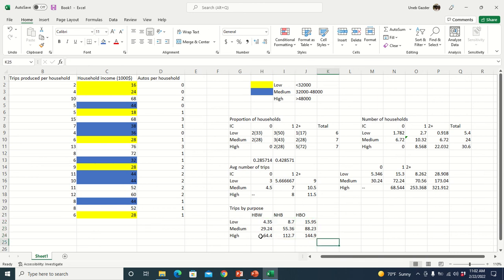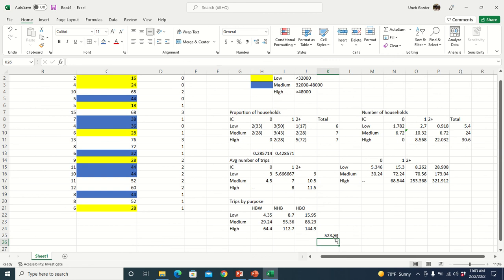If you want, you add all of them together, you will have the total number of trips. This should be equal to the summation which you will get from here as well. So the total number of trips from this area, the summation of this entire matrix, is almost 524 trips per day produced from this area. This is how you do it. I hope you understood what I have just done here.